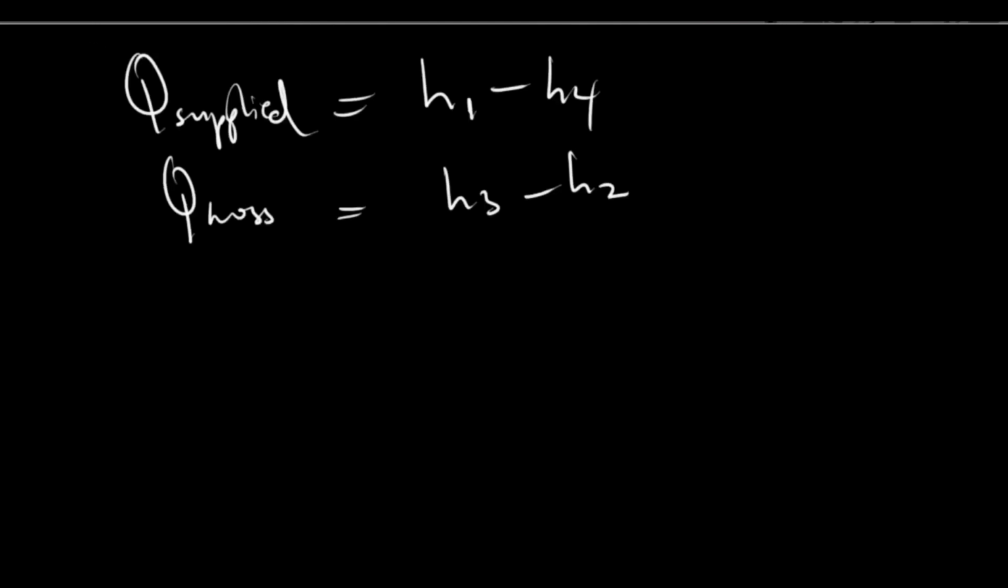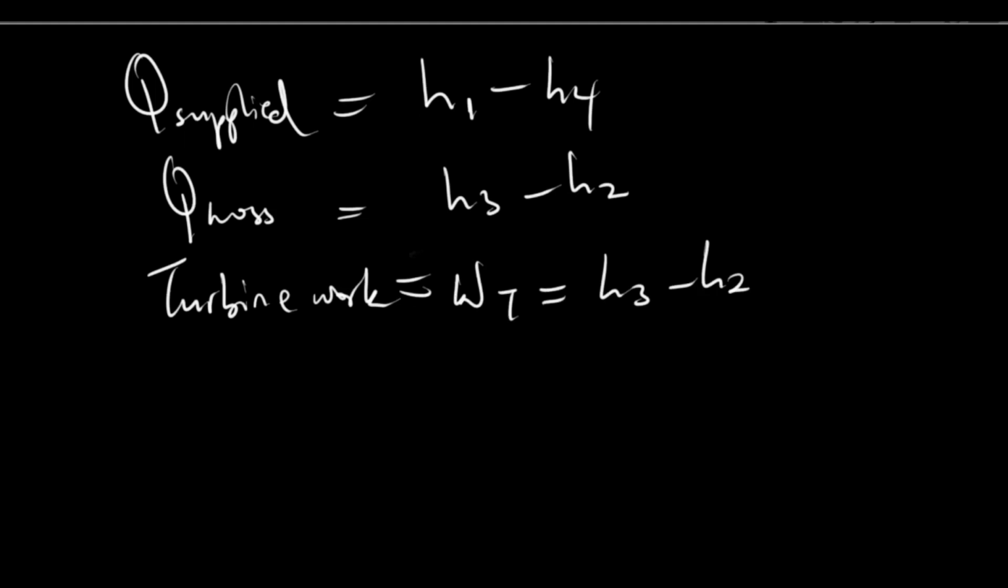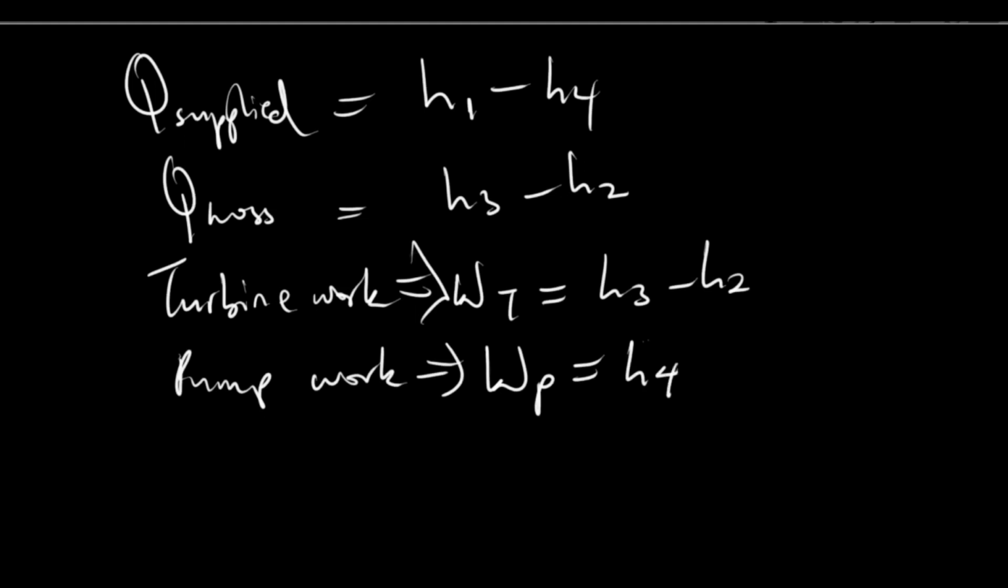Turbine work, that is WT, is equal to h1 minus h2, and compressive work or pump work, which is WP, is given by h4 minus h3. So this is what we'll be using.